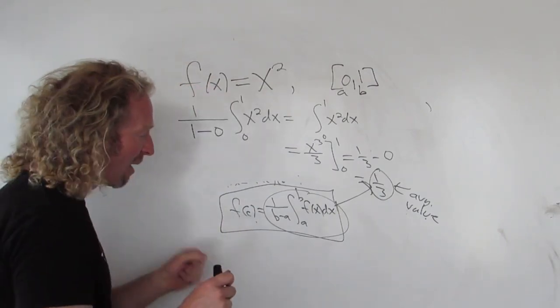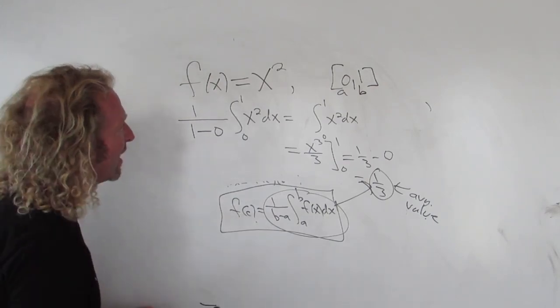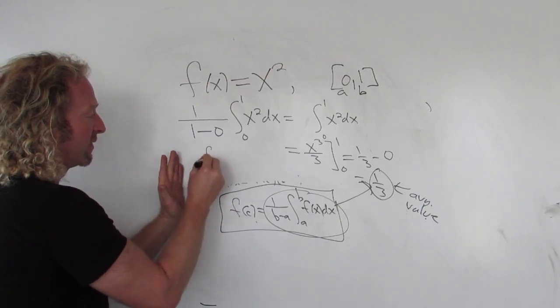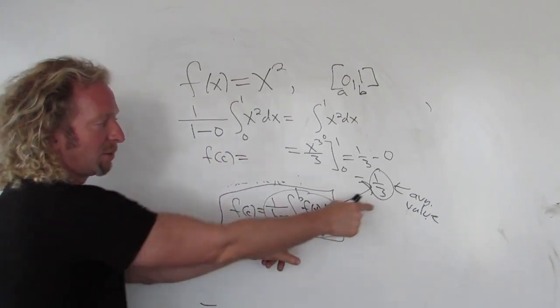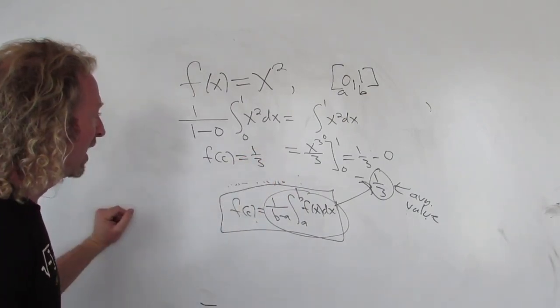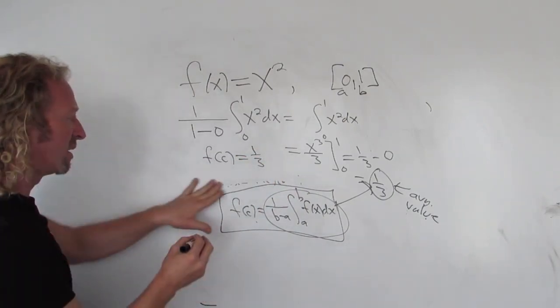Okay, so now we're going to find f of c. So how do you do that? We're going to find c. So we'll set f of c equal to the quantity which we worked out, equal to the average value, okay? And then we just replace c with what it is.